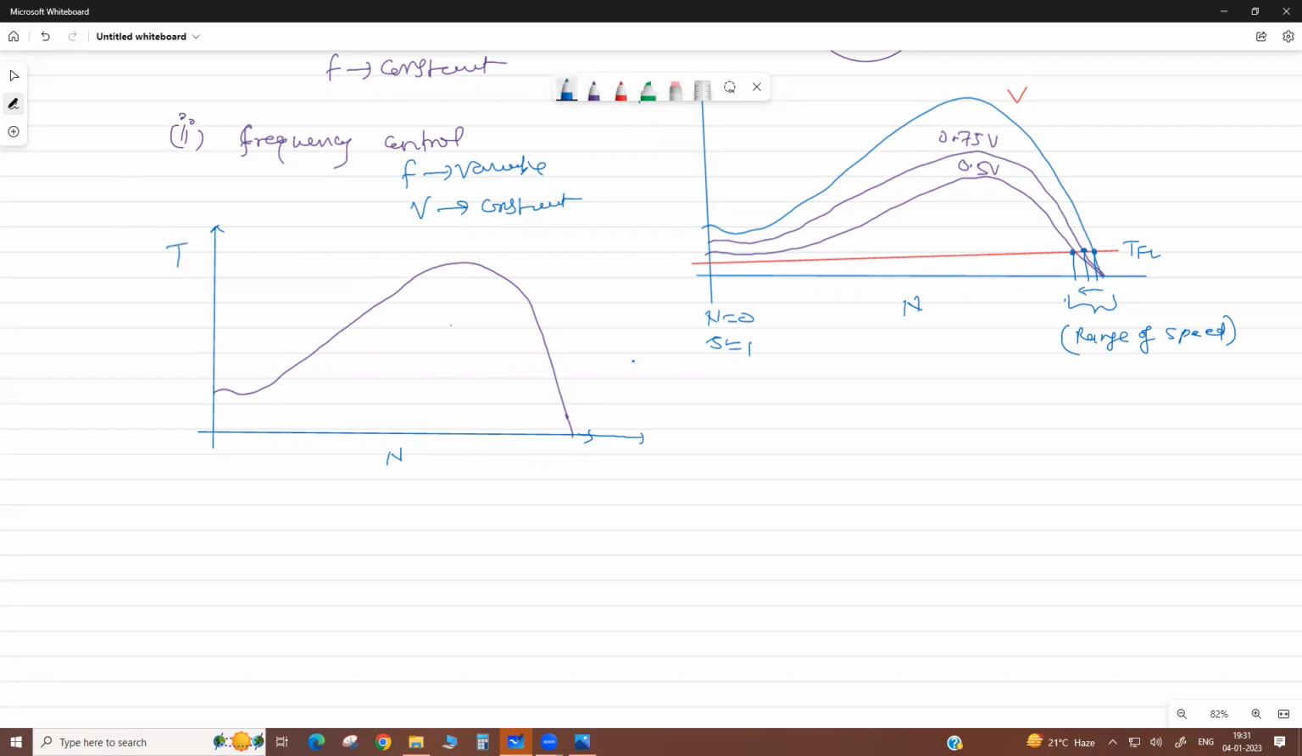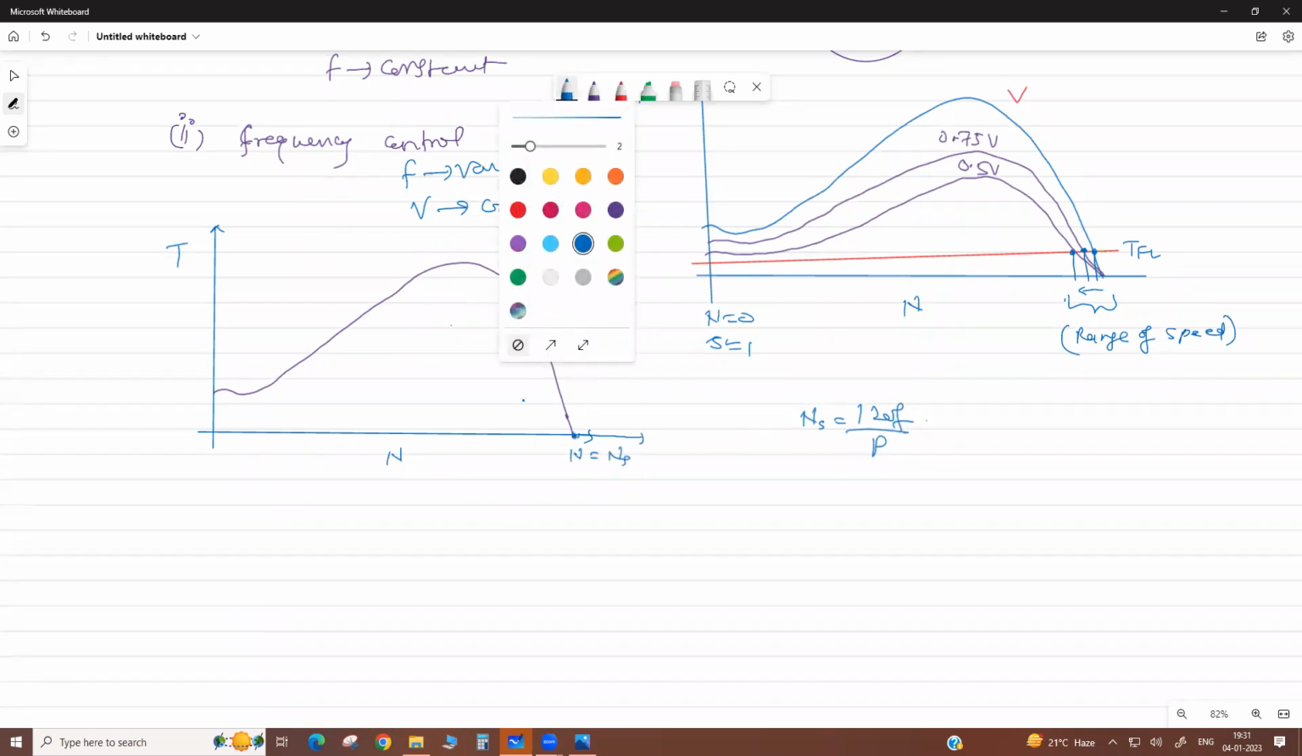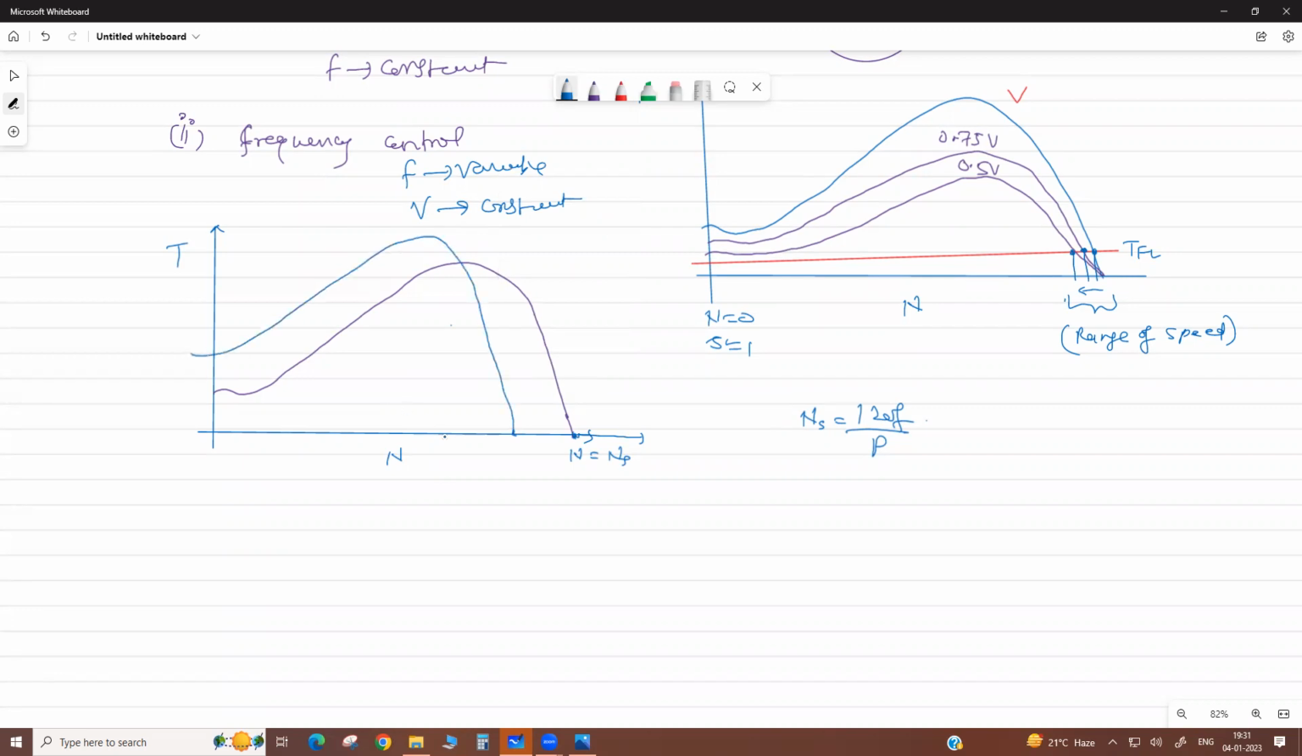What happened now? If we vary the frequency, the synchronous speed is Ns = 120 f by P. P is fixed. You reduce the frequency, then the synchronous speed changes. Here N equals Ns. So when we reduce the frequency, your synchronous speed is reduced. So this curve shifts like this. Further reduce, then it shifts like here. Further reduce, it shifts like this.